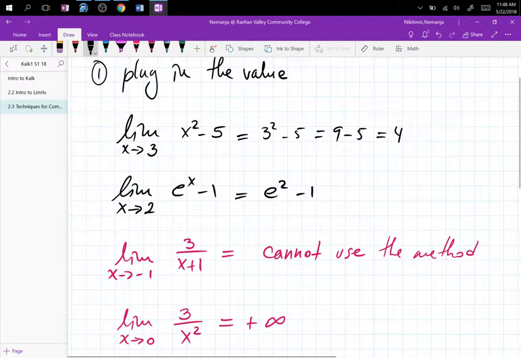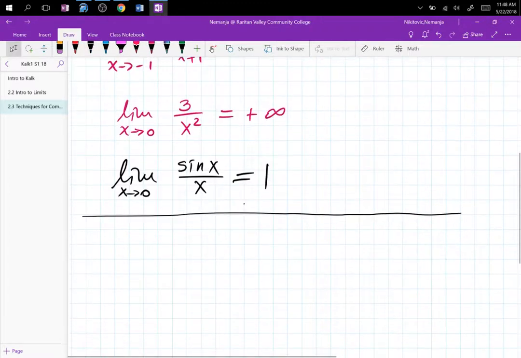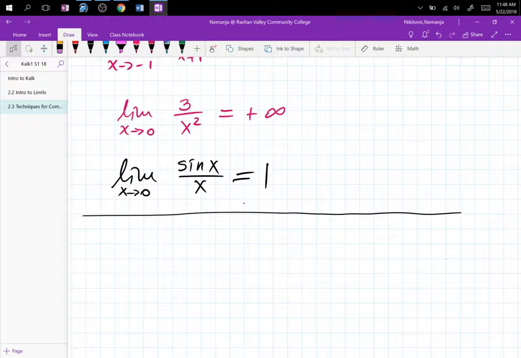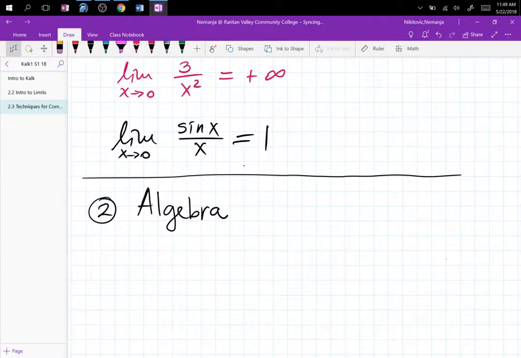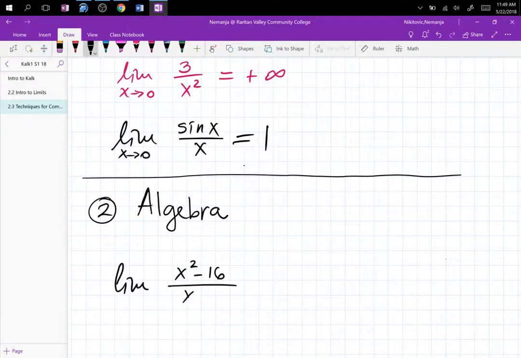So technique number 1 is plug-in. Now let's see what other witchcraft we have available. Algebra. So certain limits you will be able to work out by working out algebra. For instance, limit of x squared minus 16 over x minus 4 as x goes to 4.